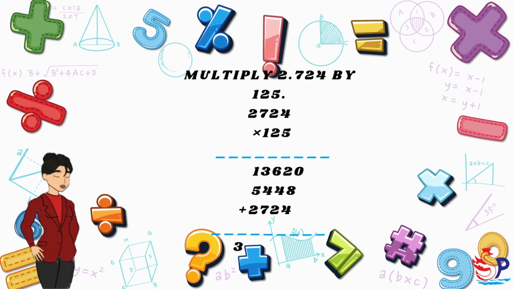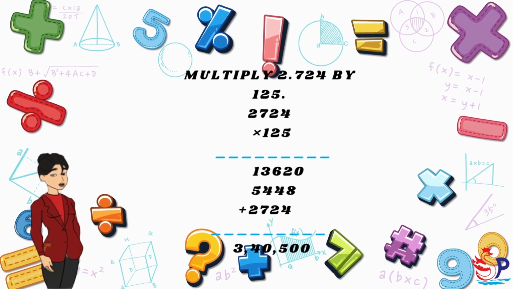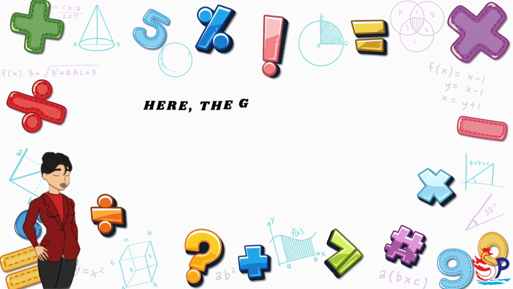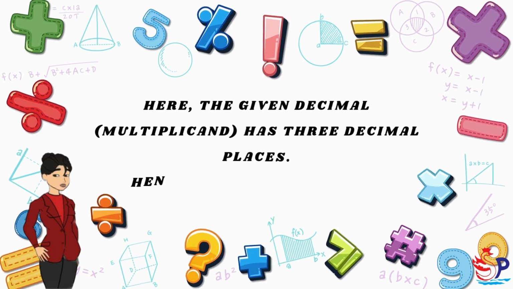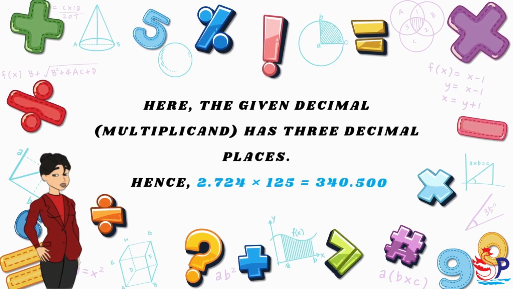2724 multiplied by 125 is equal to 3,40,500. Hence, 2.724 multiplied by 125 is equal to 340.500. Answer.